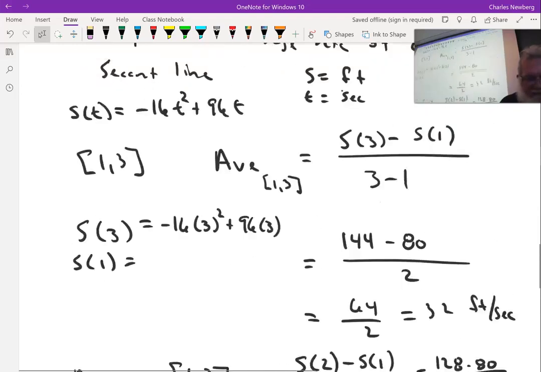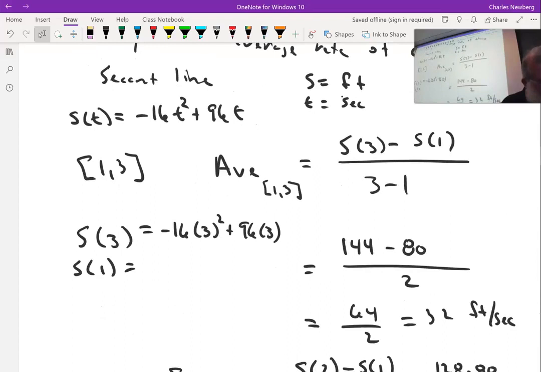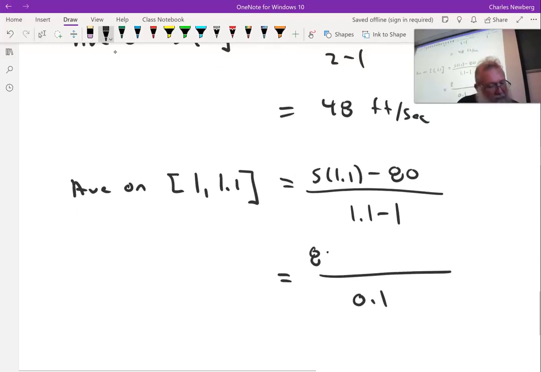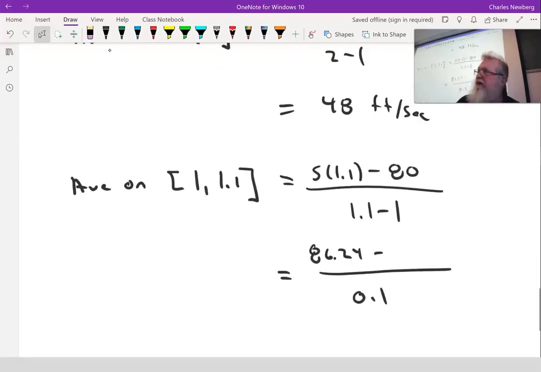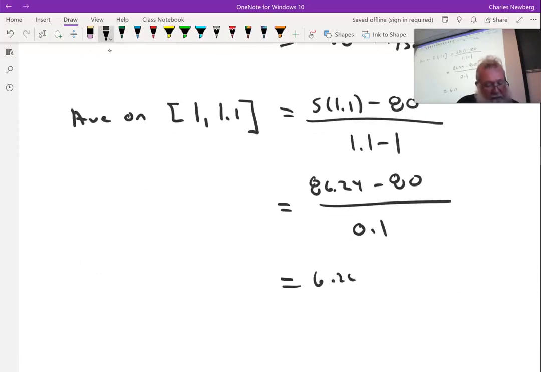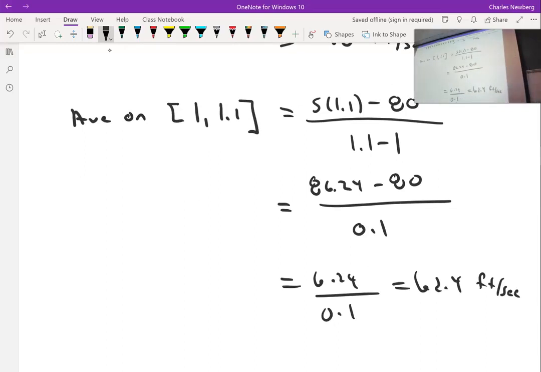What was it? Minus 16t squared plus 96t. So this was 86.24? Did I get that right? 86.24 minus 80. So that's 6.24 over 0.1. So that's 62.4. And that's feet per second. All right, so notice that's a little faster, right? Well, why is that a little faster? Well, that's the time interval from 1 to 1.1. It's faster because the other one was going up higher and gravity was slowing it down. So that's why that one was a little faster.